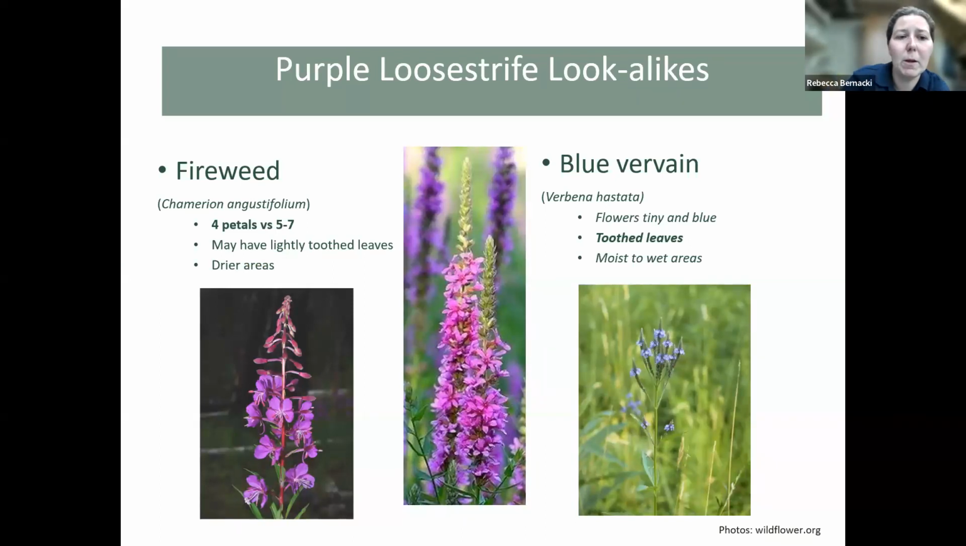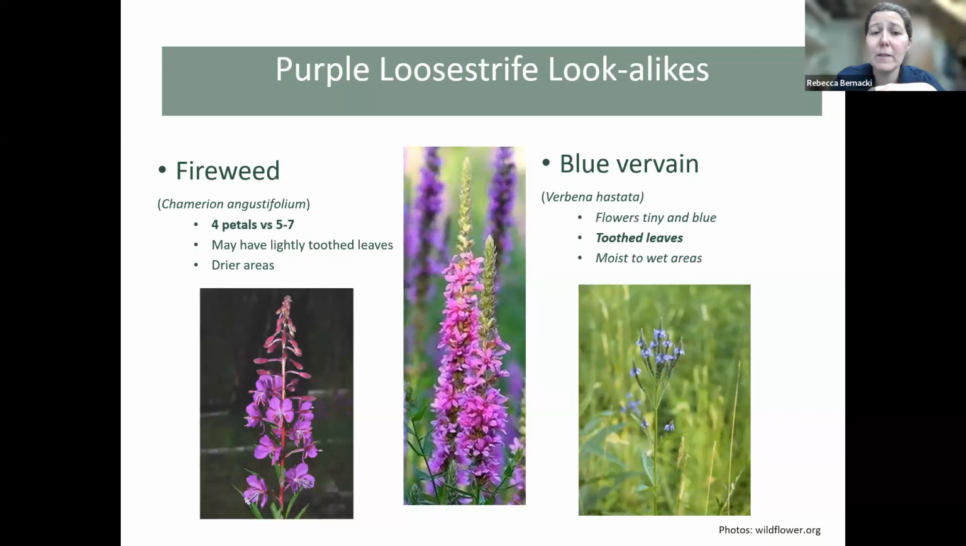So what are some lookalikes? The most common lookalike we get emails and questions about is fireweed. Again, it has magenta flowers and a flower spike. However, if you look at the individual flowers on fireweed, it will only have 4 petals as opposed to the 5 to 7 that purple loosestrife has. Its leaves may also be toothed as opposed to the smooth leaves that we generally see on purple loosestrife. The other difference here is purple loosestrife is really a wetland plant. We see it in wet areas where fireweed, not firewood, sorry folks, is more common in dry areas.